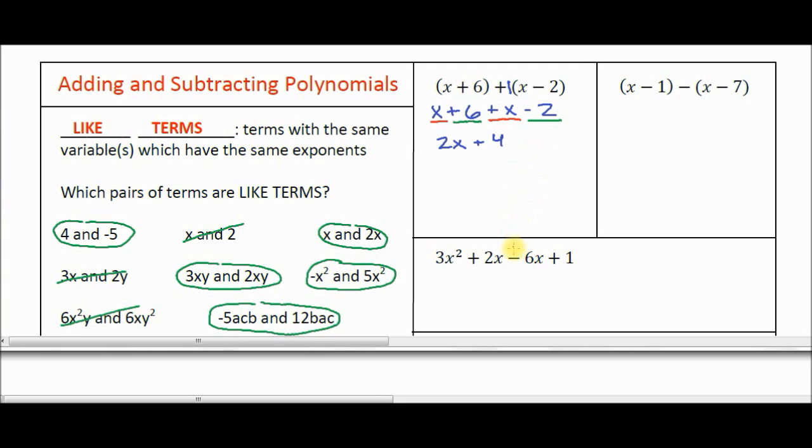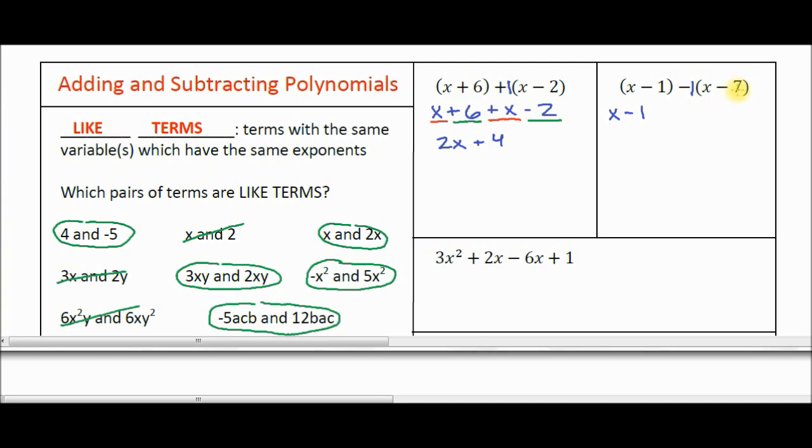Let's do one a little bit more complicated right next to it. x minus 1 minus x minus 7. Let's rewrite that without the parentheses. x minus 1. Now remember, this is a minus sign. That's like writing negative 1 here. This is a minus 1.